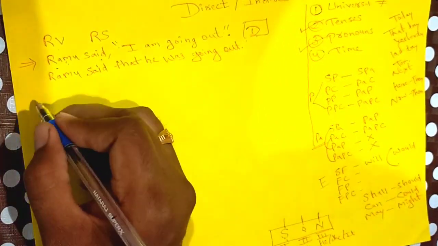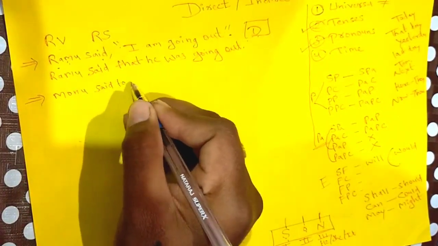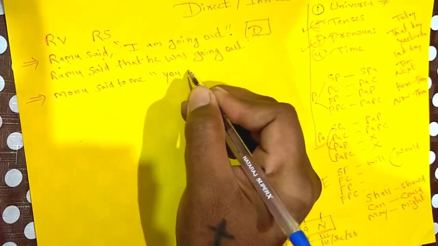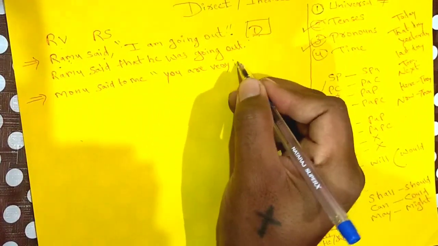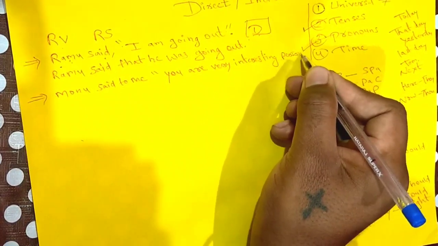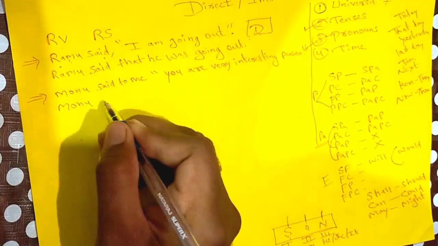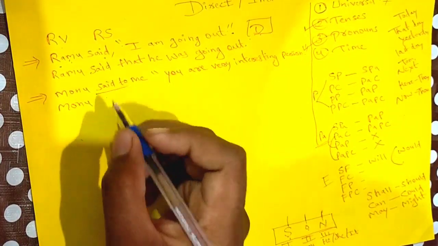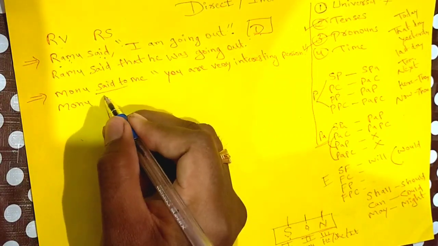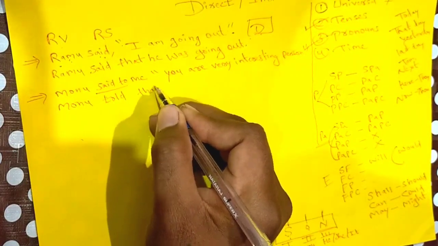Another example, let's try to see. Monu said to me, "You are a very interesting person." Let's try to do the changes into indirect speech. So Monu, here we are able to see "said to". Whenever there is "said", said will remain said, but whenever you see "said to", this "said to" will change into "told". So Monu told me that.